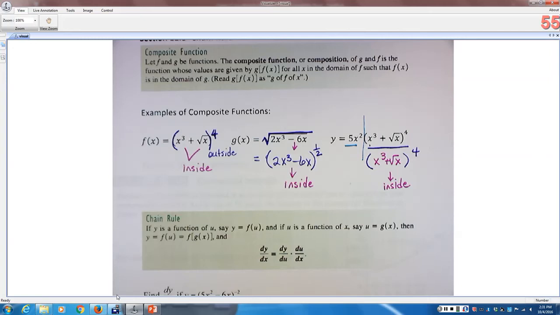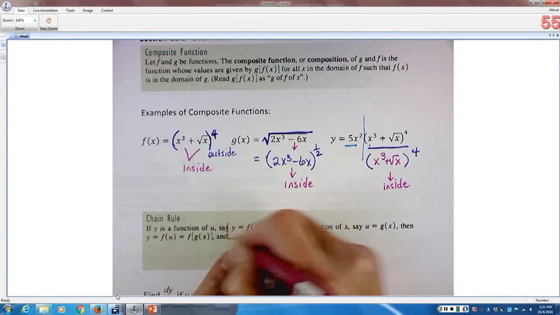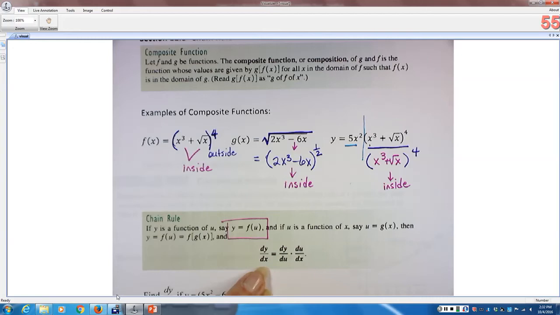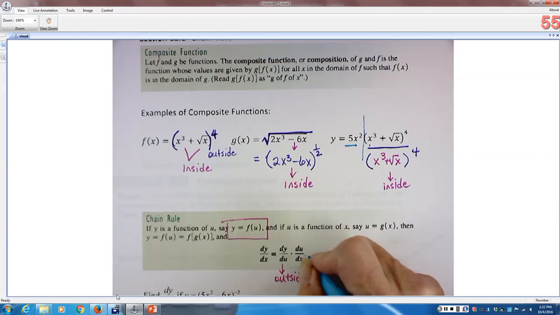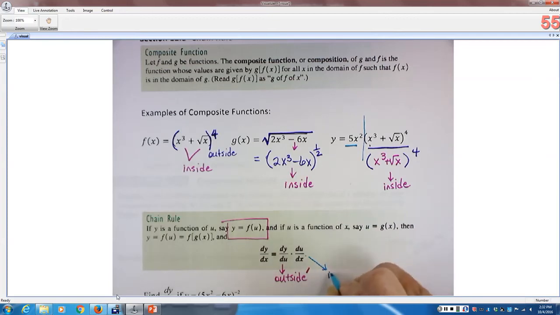Okay? So what this is telling you to do is that if you have this situation where this is your function, the way you take the derivative of that function is you take the derivative of the outside times the derivative of the inside. And I just use the prime notation because y'all know what that means. It means take the derivative, okay?